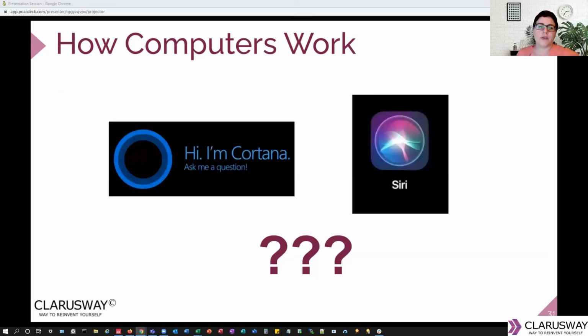All right, so when we're talking about input and output devices, are the two technologies on the screen, would you consider them input and output devices or something else?